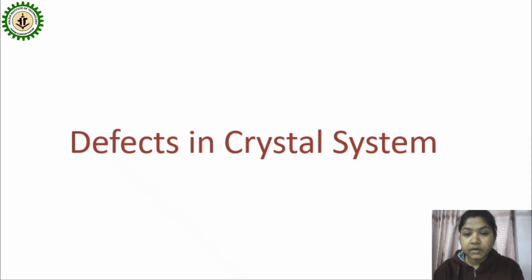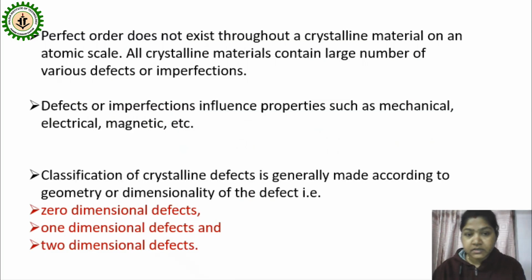Now, whatever we have learned is actually considering or assuming the crystal system to be an ideal crystal system. But whenever we are talking about the crystal system, there should be some defects. That means there will be no crystal system that can be ideal. Every crystal system should have some imperfection. So today we are going to discuss the imperfections present in the crystal system.